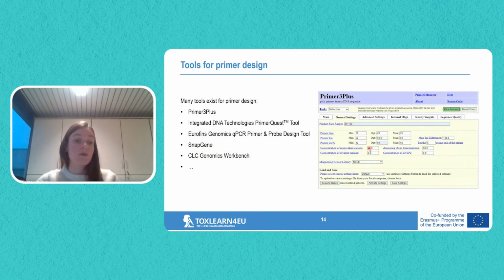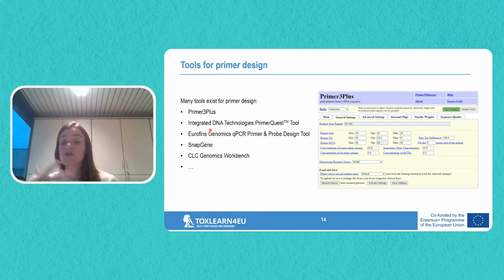So now you know which parameters to take into account when designing primers. So this is, of course, something you should not do by hand, but many tools exist that can assist you with this. A very often used one is, for example, Primer3Plus, but there are also other tools such as the Integrated DNA Technologies PrimerQuest tool, the Eurofins Genomics qPCR Primer and Probe Design tool, SnapGene, CLC Genomics Workbench, and many others.